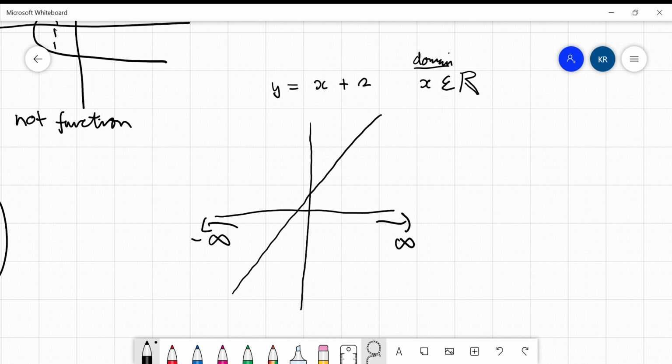Then what would be the range? Similarly, we can see that the line goes to positive infinity and negative infinity. So the range would also be y is all real numbers.